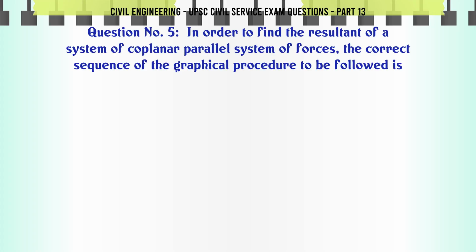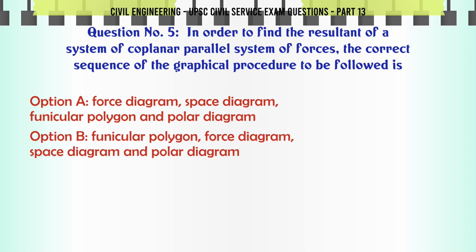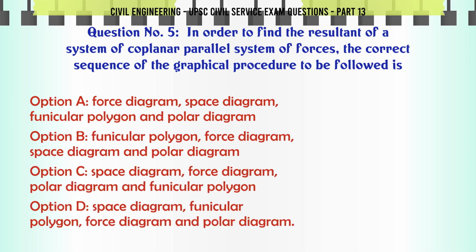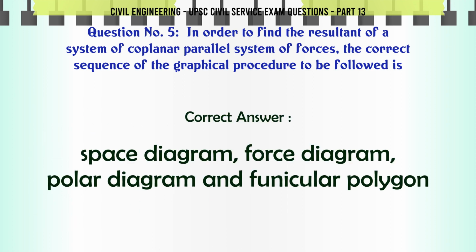In order to find the resultant of a system of coplanar parallel forces, the correct sequence of the graphical procedure to be followed is A. Force diagram, space diagram, funicular polygon and polar diagram. B. Funicular polygon, force diagram, space diagram and polar diagram. C. Space diagram, force diagram, polar diagram and funicular polygon. D. Space diagram, funicular polygon, force diagram and polar diagram. The correct answer is space diagram, force diagram, polar diagram and funicular polygon.